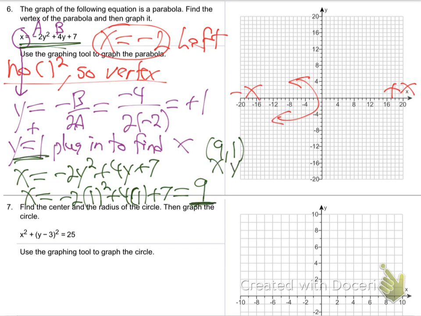X is 9, y is 1. So that's the center. So over 9, up 1. So 1, 2, 3, 4, 5, 6, 7, 8, 9, up 1. So right there, 9, 1. There's the center of the vertex. We know we're going to the left, because it's x equals negative 2.